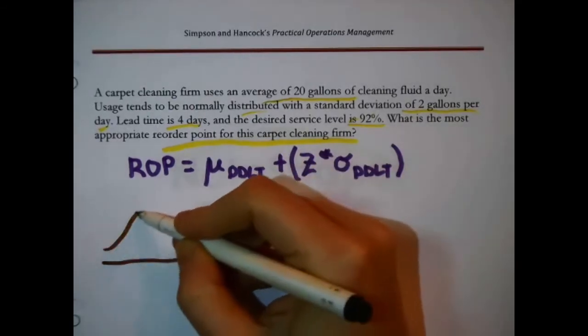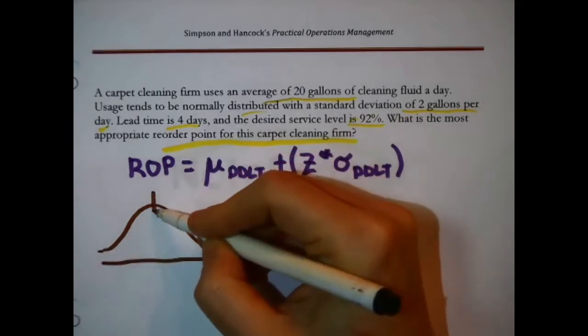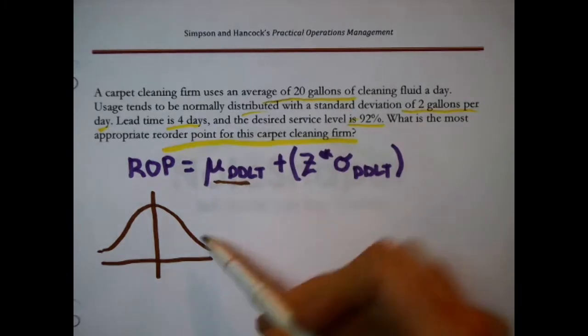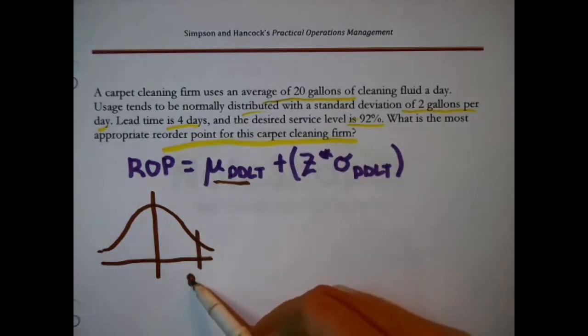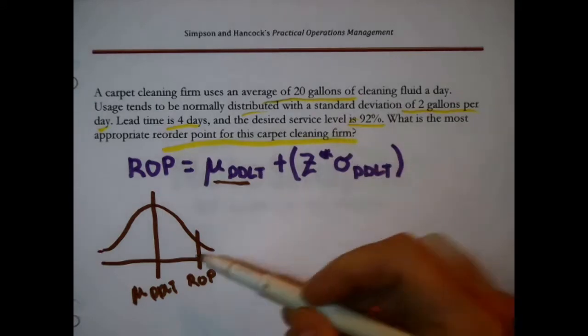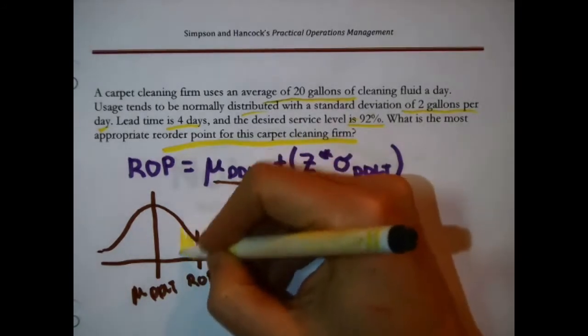Demand during lead time is assumed here to be normally distributed. So it will have a certain average and a certain standard deviation. We're trying to set the reorder point. Now, we were given a hint about where to set the reorder point. The hint had to do with the service level.